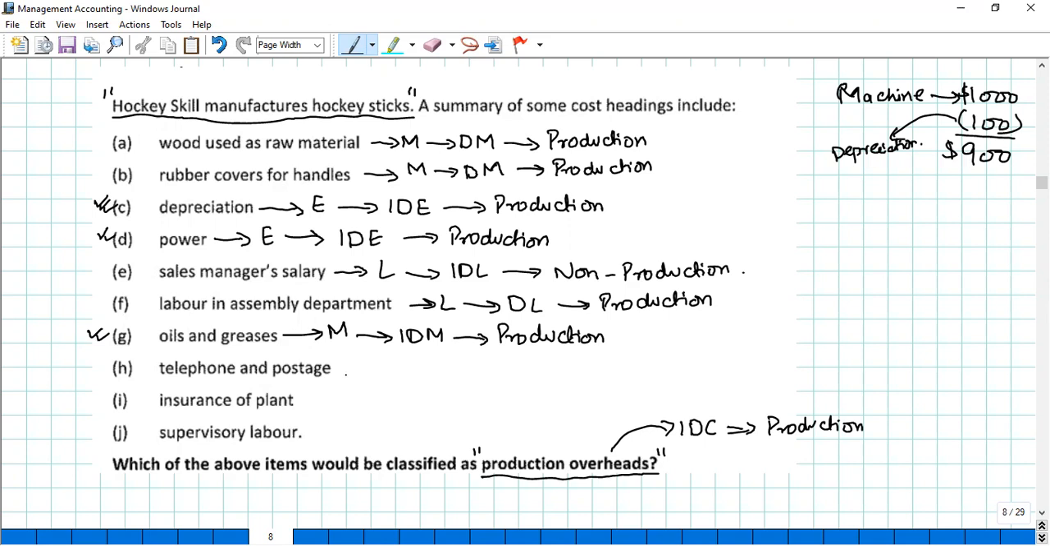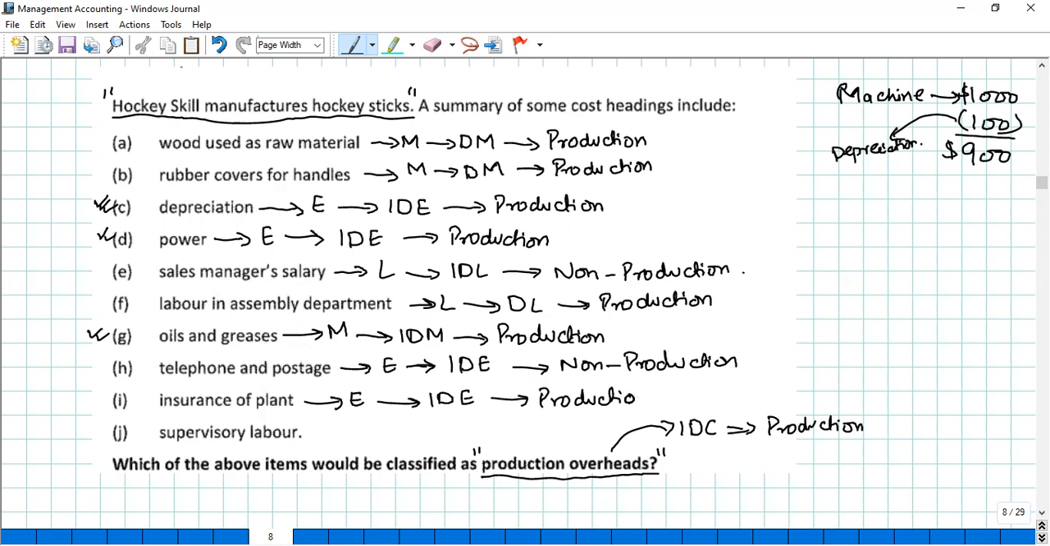Telephone and postage. It's an indirect expense, and it's a non-production cost because it's an administration cost, and administration cost is a non-production cost. Then comes insurance. It's an indirect expense, and yes, it's a production cost, because it's the insurance of the plant and machinery that is involved in production.